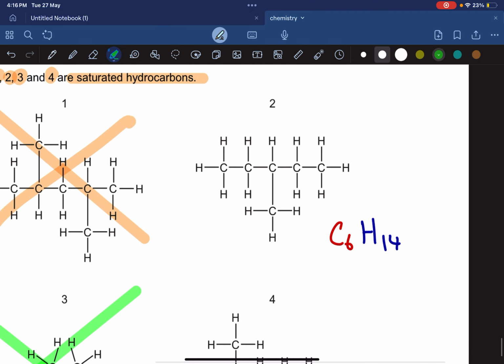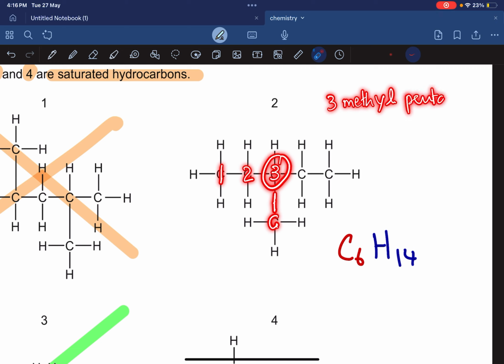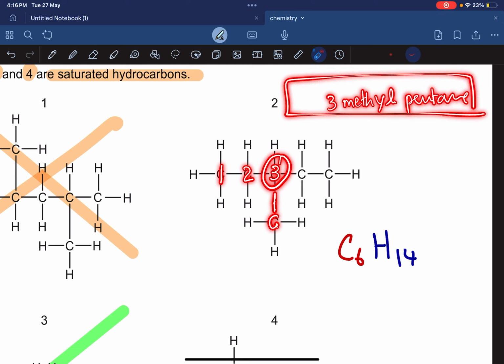Now I know that over here this carbon is a branch. So my branch is on the 1, 2, 3rd, on my 3rd carbon. So this becomes 3-methyl, and because it's going to be 5 carbons, 3-methylpentane. This becomes 3-methylpentane. You don't need to learn this, but the branching is on the 3rd carbon.